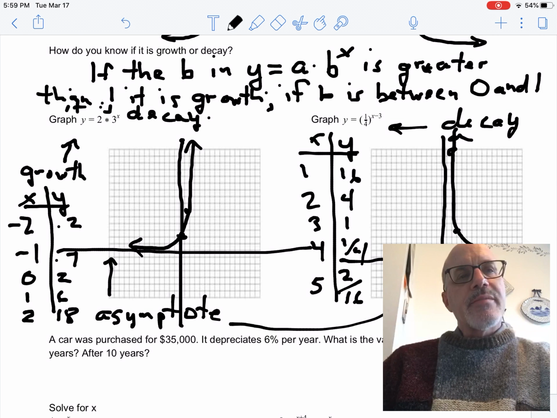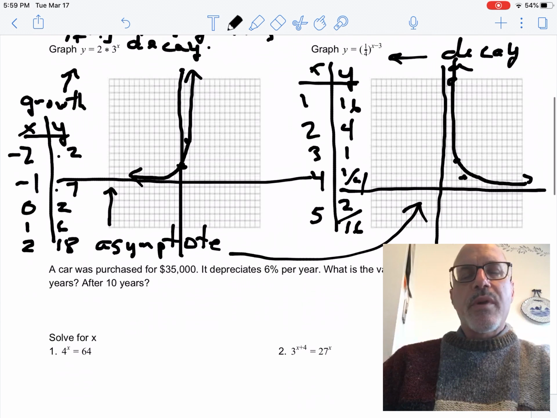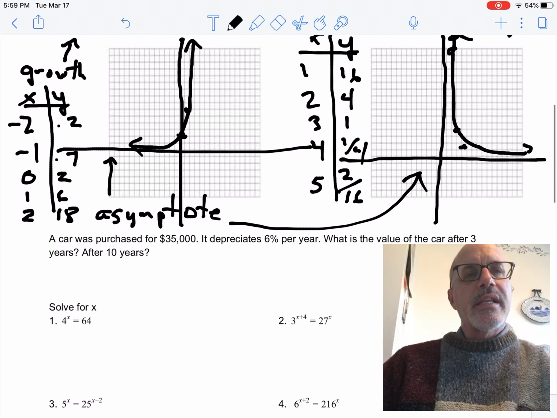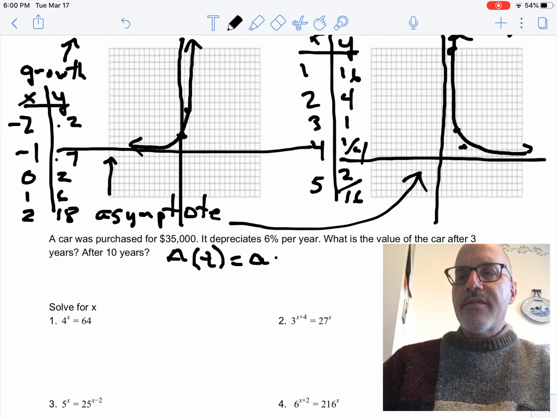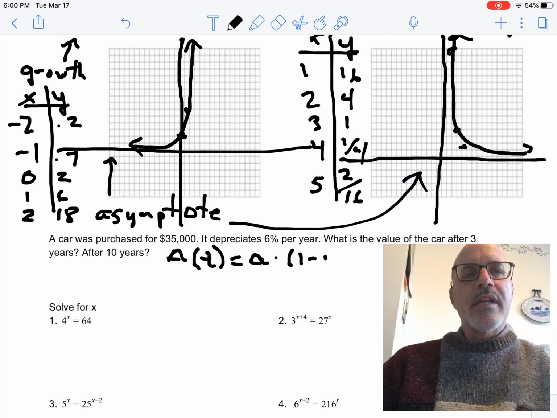All right, so the asymptote again is the x-axis. All right, let's try a word problem. This one's going to be a depreciation problem. When we put these values in, using our depreciation equation, A of t equals A times 1 minus r to the t power.